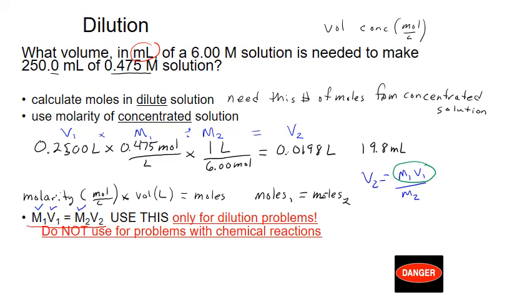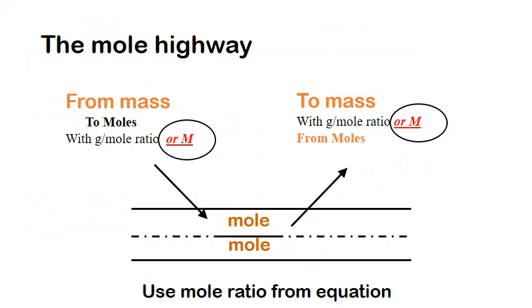Make sure you never use this formula for chemical reactions where one substance is reacting with another. In that case, you've got to use good old stoichiometry in order to figure out answers. Never use M1V1 equals M2V2 for a problem like this one coming up.